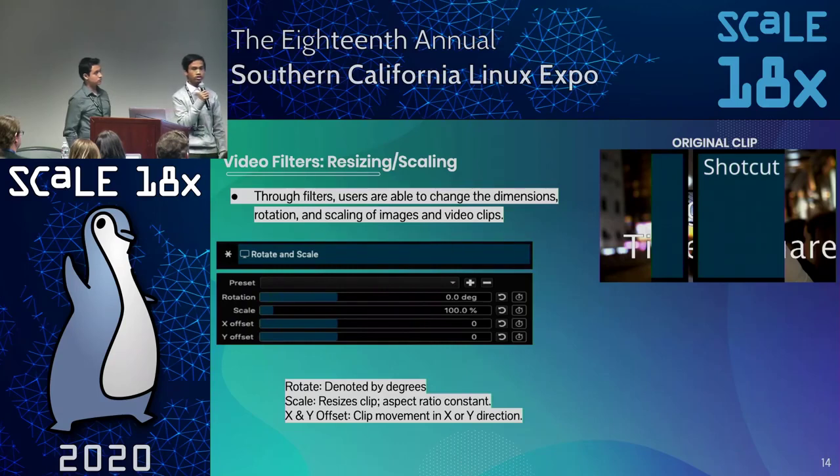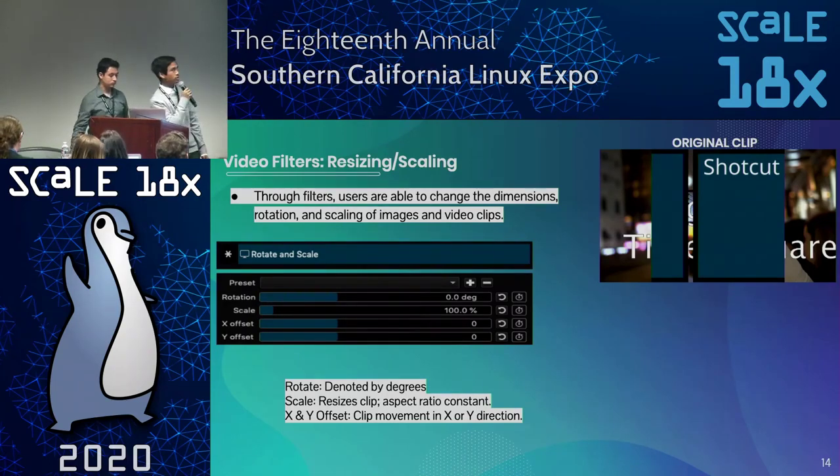Another commonly used filter is resizing and rescaling. With this filter, you are able to rotate, scale, and also choose an X and Y offset. Rotating is basically how many degrees in the clockwise direction that you decide to turn your clip. Scaling keeps the aspect ratio, the length and the width, constant, while just changing the size of it. And the X and Y offset is basically how much a clip moves in either the X or Y direction.